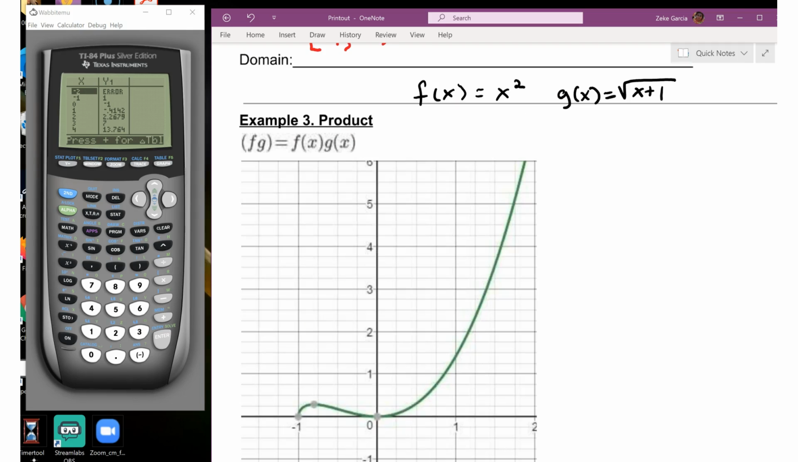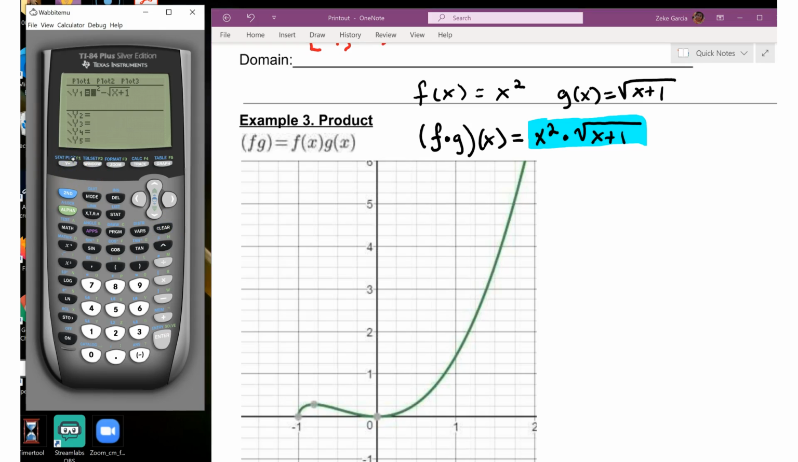Now we're going to multiply these functions, and we do have f times g of x. So we know that f is going to be x squared, and we know that g is going to be the square root of x plus 1. So we'll go into our calculator, we wanted to graph this. This is the way you would write it, x squared times the square root of x plus 1. So go ahead and get your calculator out, and let's graph it using the TI-84 calculator.